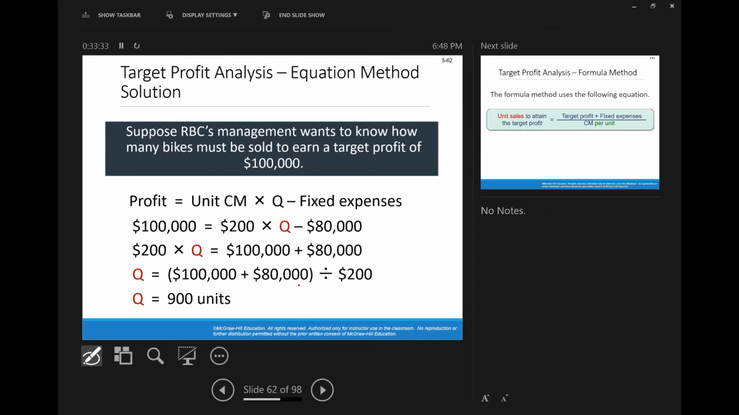So now we're not only covering fixed expenses, but we need to cover the profit that we want to make on top of that. So does that make sense, why we're adding those together? We're not only covering fixed, we want another 100,000. So now we need to cover that. So we can find out what our target units are. So we have 900 units that we need to sell to hit that target of 100,000. Okay, same formula, you just plug it in.